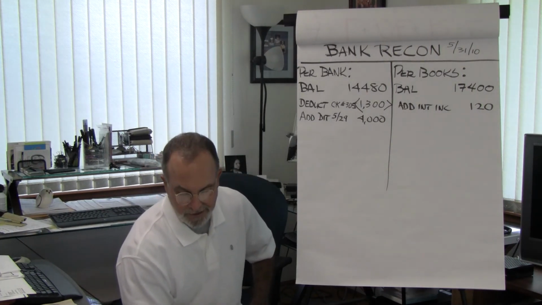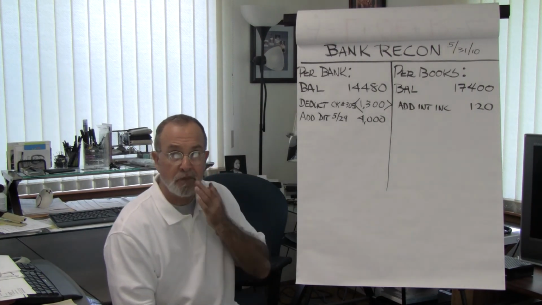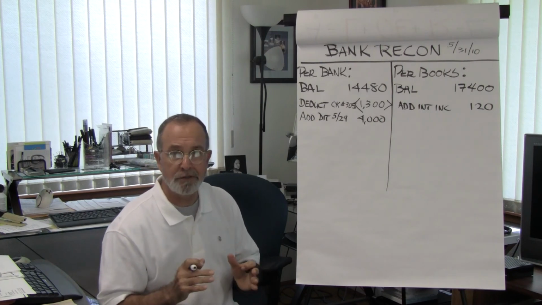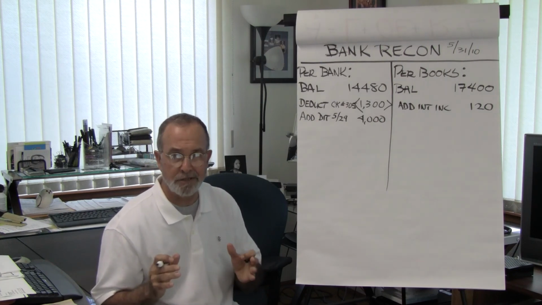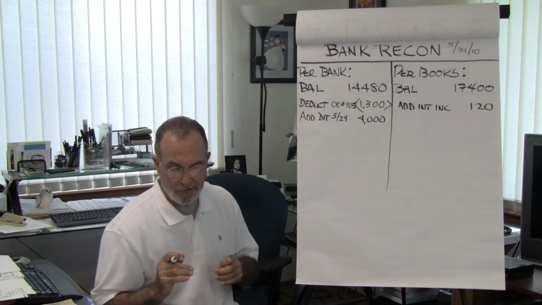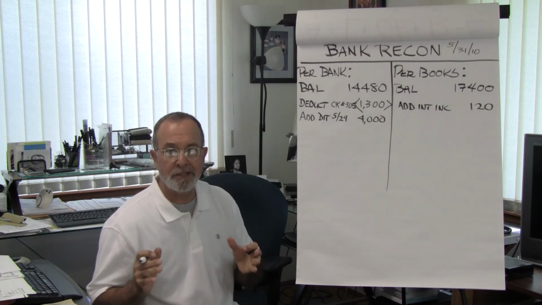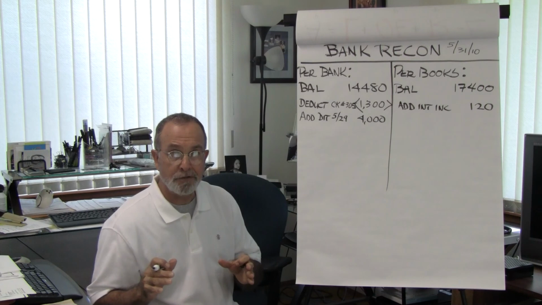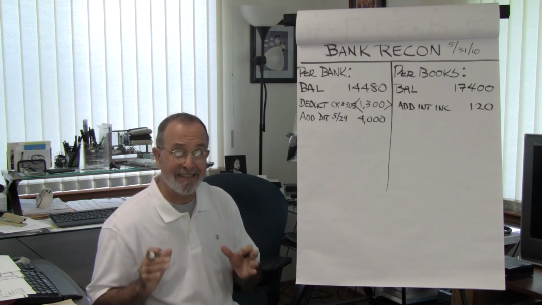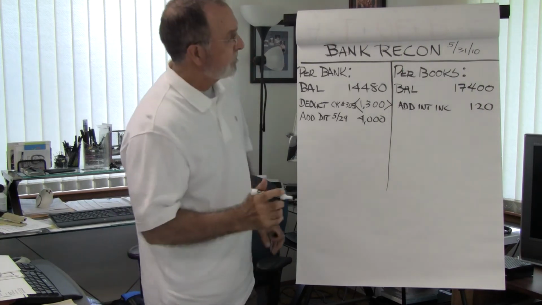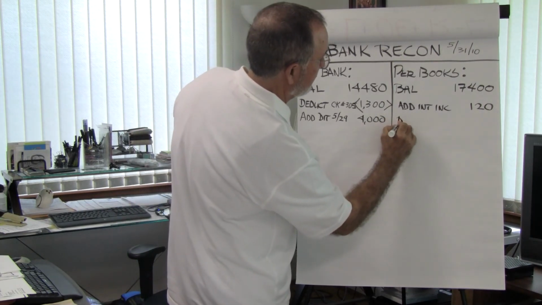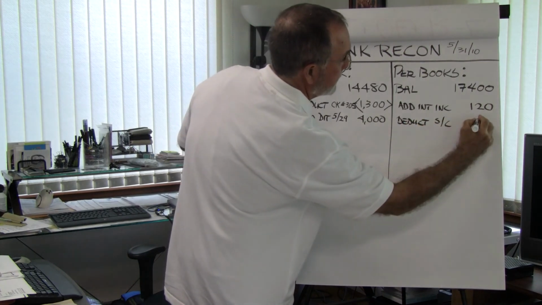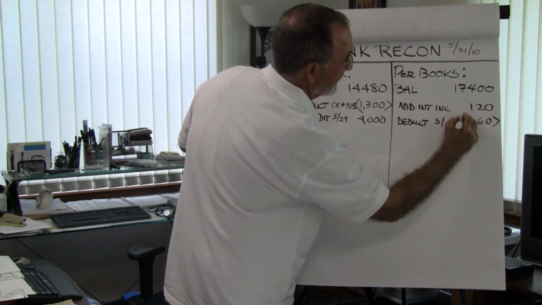Looking further on our bank statement, we see that there was a service charge of $60. And again, that's another item that we don't know about until we get our bank statement. We don't know what the amount is until we get our bank statement. And so now that we have our bank statement, we're doing our bank reconciliation, we want to take care of that service charge on our books. And so we would deduct that service charge from our book balance. And that's a $60 service charge.